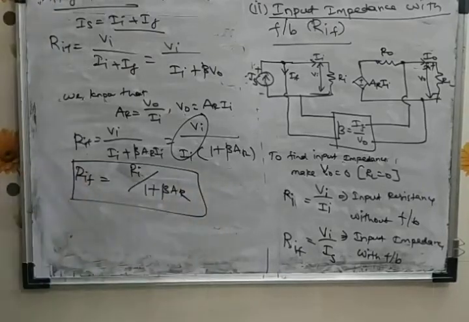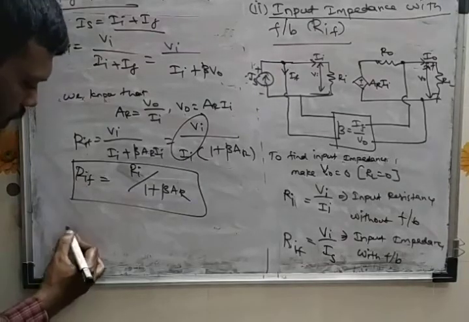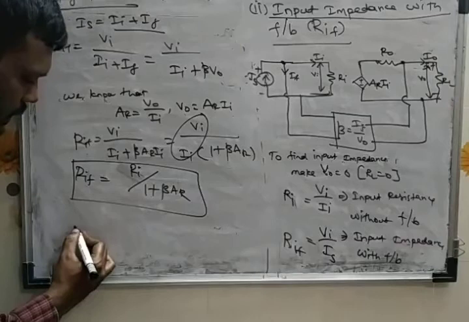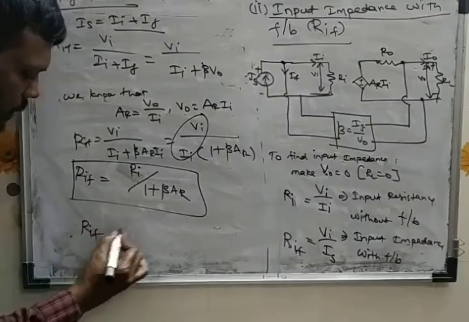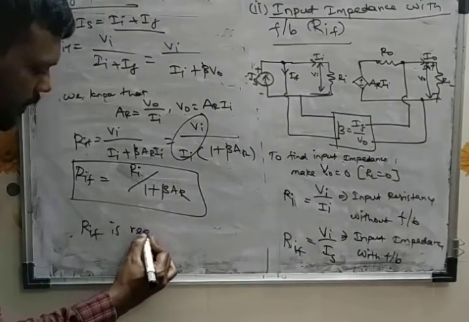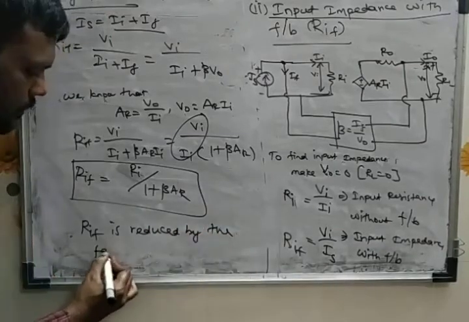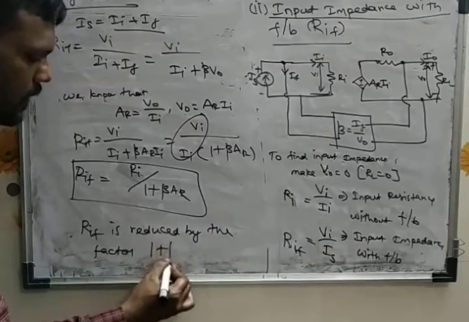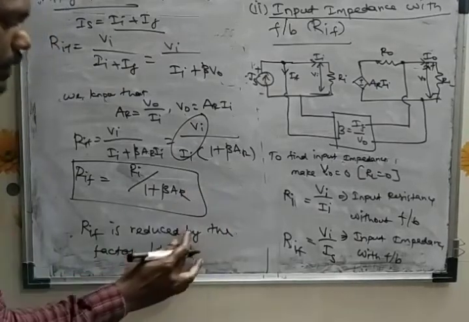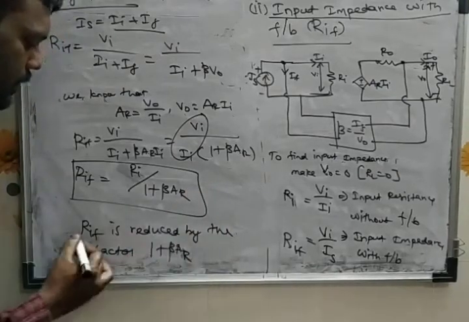So in the case of a transresistance amplifier or voltage shunt feedback amplifier, the input impedance with feedback is reduced by the factor 1 plus beta AR.